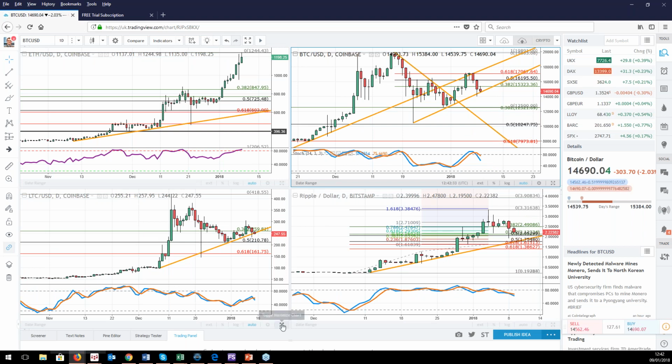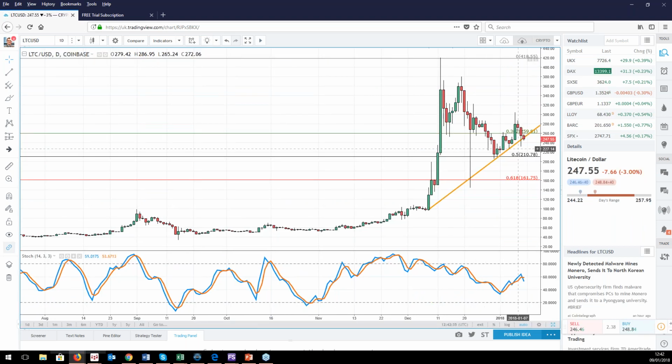Litecoin is also looking similar to Bitcoin in that the euphoria phase was back in the middle of December. We've seen a lot of volatility since. It's been all the way back down to what was the low there, 144, and then all the way back up to 321. This is Wild West, kids. This is crazy. These markets are really moving.